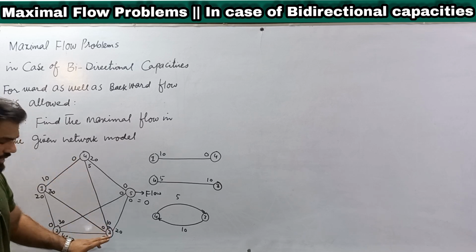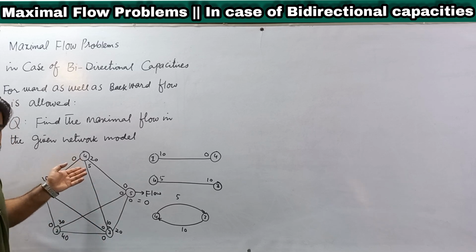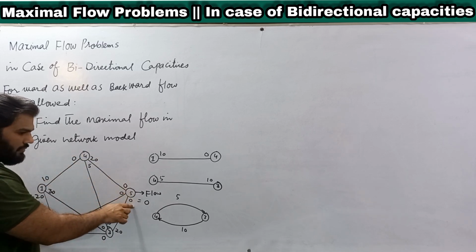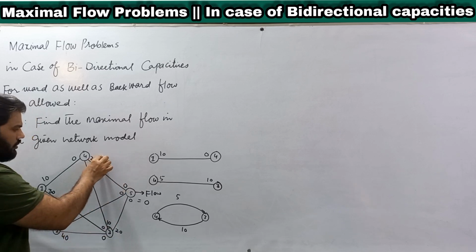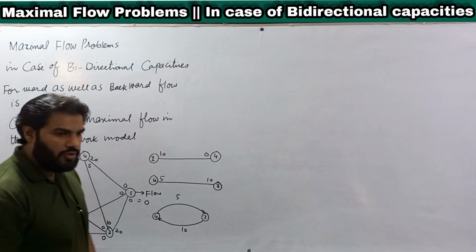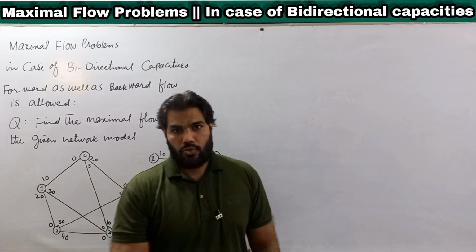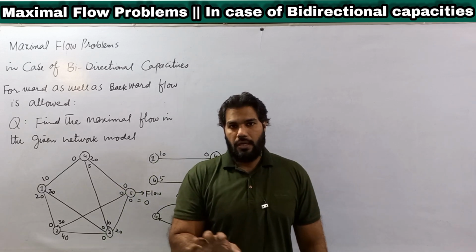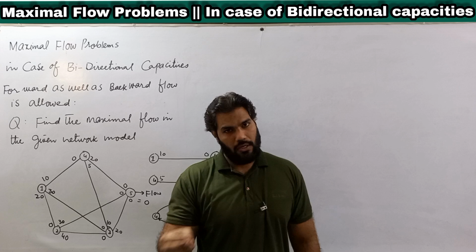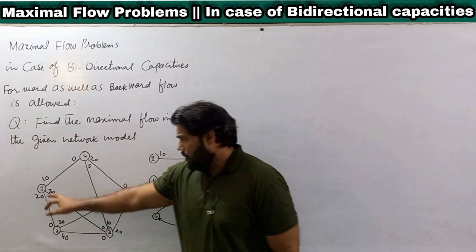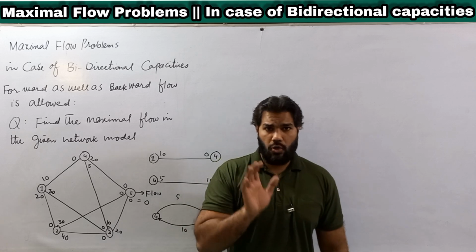Node 4 has 10 units of flow from node 3. And the flow that passes from node 4 to node 5, that is a forward flow, is also 20 units. So node 4 has inward flow as well as outward flow, so node 4 cannot be a sink or source node. In a similar way, node 1 is here a source node.